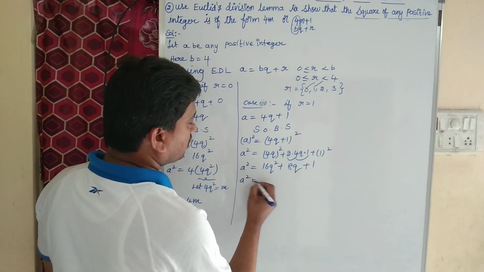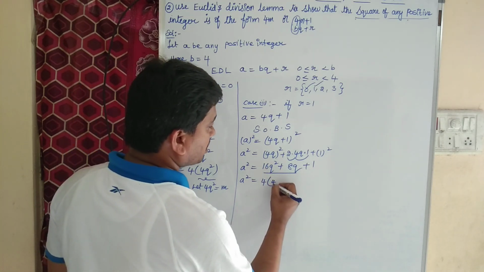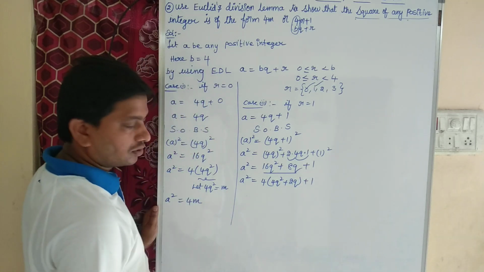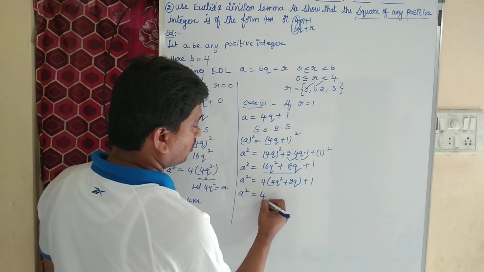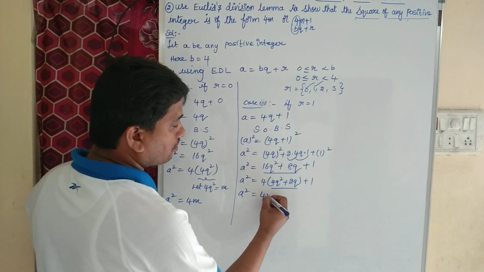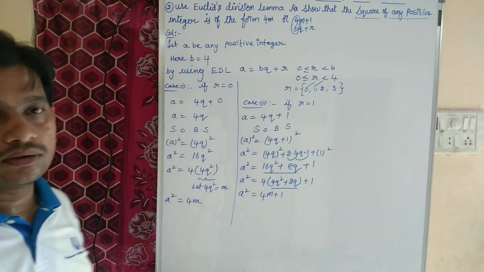So a square equal to, among these two terms I can take 4 as common. 4 into 4q square plus 4 into 2q plus 1. So a square equal to 4 times, let us consider 4q square plus 2q as m, I mean 4m plus 1. See, the second one also we got 4m plus 1.